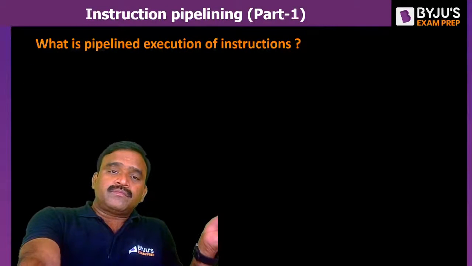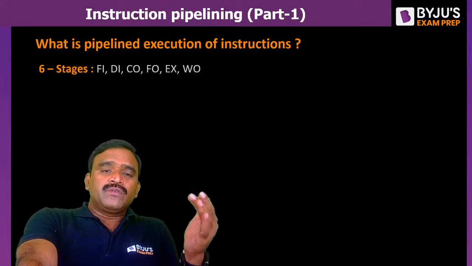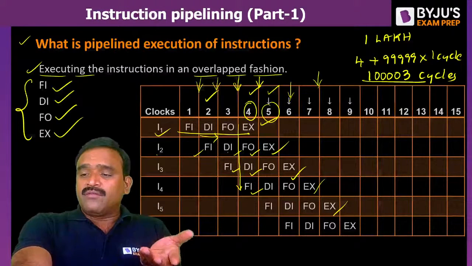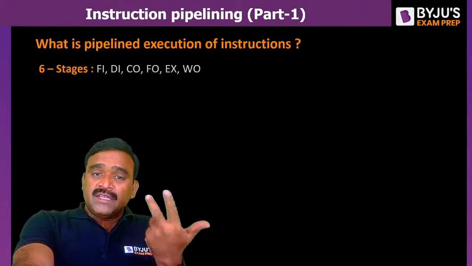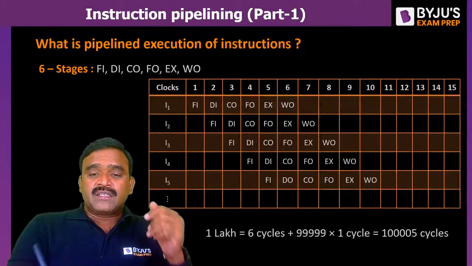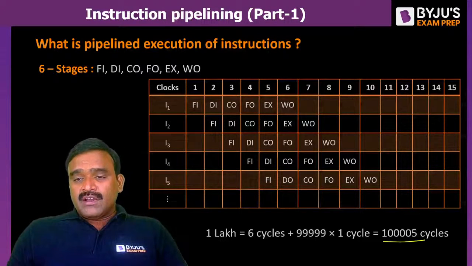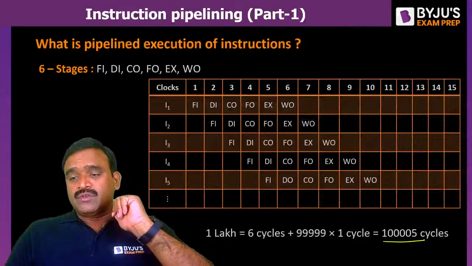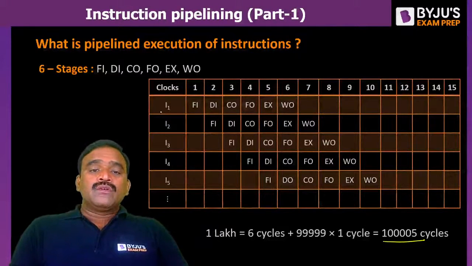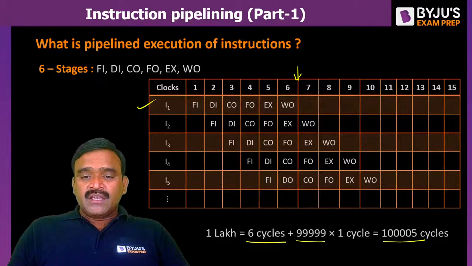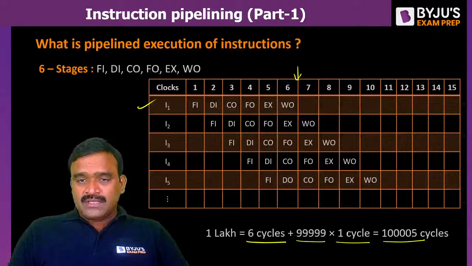Now, what is pipeline execution with 6 stages? For 4 stages, we got 4 times better. For 6 stages, pipelining is 6 times better, because when you execute 1 lakh instructions, it will take only 1 lakh 5 cycles, whereas non-pipelining will take 6 lakh cycles. So it is 6 times better. Instruction I1 got finished in the 6th cycle. Only for the first instruction does it take 6 cycles. For the remaining 99,999 instructions, only 1 cycle for each.